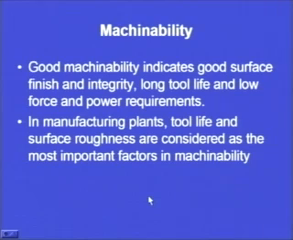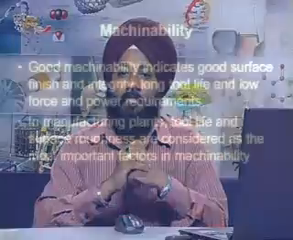Now, let us forget about the scale on which we are going to rate the different materials according to their machinability. We are not going to go into that intricacy or detail, but let us consider what good machinability is. Good machinability indicates good surface finish and integrity. So the surface finish should be good and the integrity should also be good. Then long tool life. The tool life should be long, maybe certain particular hours of operation, and low force and power requirement.